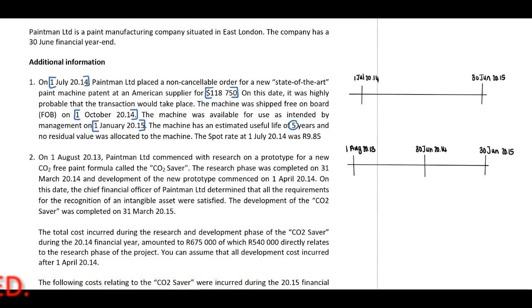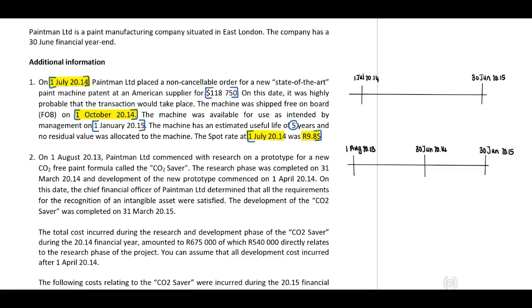The spot rate on 1 July 2014 was 9.85. Now guys, when you look at this information, they only provide us with a spot rate on 1 July 2014, which is the date when they've placed the non-cancelable order. However, they have shipped this machine free on board on 1 October. Therefore, technically speaking, I would say that that is our transaction date. But when you look at the information provided, we can only use the R9.85. Therefore, that is what you will have to use.